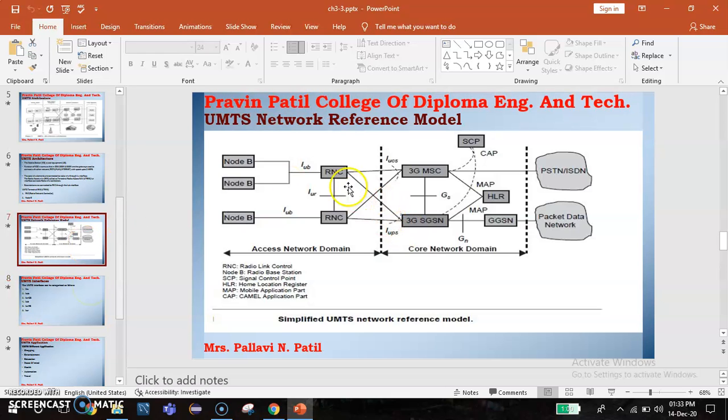The Iub. This is the Iub interface. This is the interface used by the RNC to control multiple Node Bs. The main signaling protocol used is the Node B Application Part. The equivalent interface in the GSM GPRS network is the Abis interface. The Iub interface is mainly standardized and open, unlike the Abis interface.